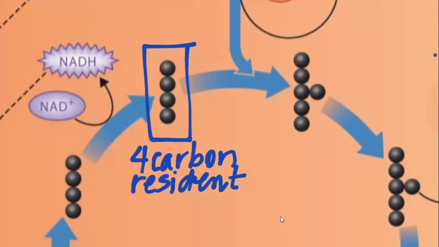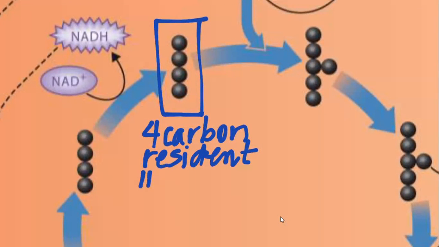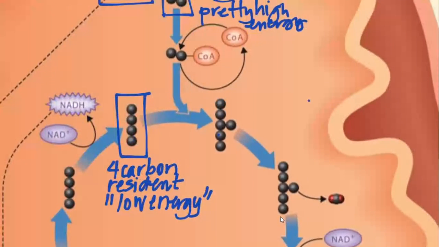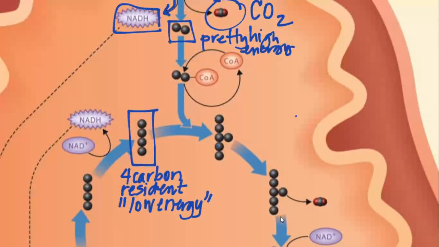And this 4-carbon molecule has very low energy. So whatever energy it has is the energy it's going to pick up from that carbon-rich 2-carbon molecule. So we're going to attach our pretty high energy 2-carbon molecule to our low energy 4-carbon resident molecule. All right. Turns out that's hard for the cell to do.